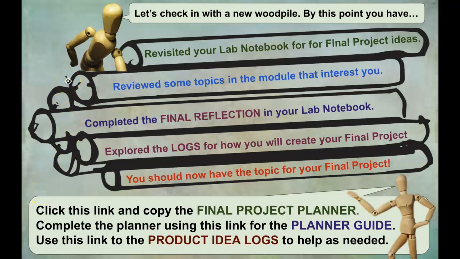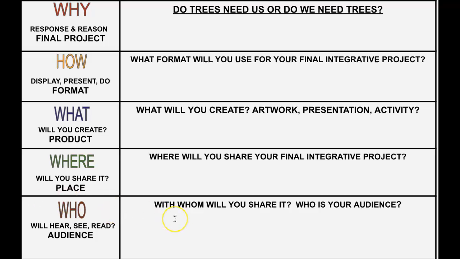So if we check in with a new wood pile, by this point you will have revisited your lab notebook for final project ideas. You will have reviewed some topics in the module that interest you. You will have completed the final reflection in your lab notebook. You will have explored the logs of how you'll create your final project, and you should now have the topic for your final project. Then you can click the link and the copy of the final project planner. There's a planning guide there for you to help you along, and you can use the link to the product idea logs as needed.